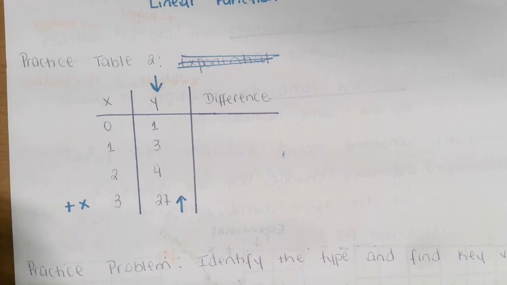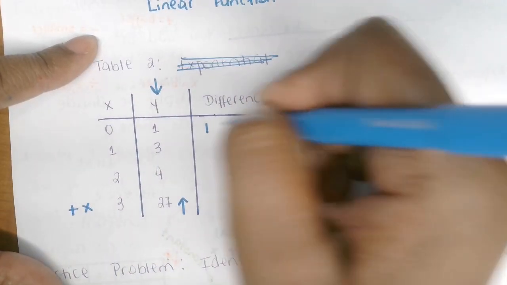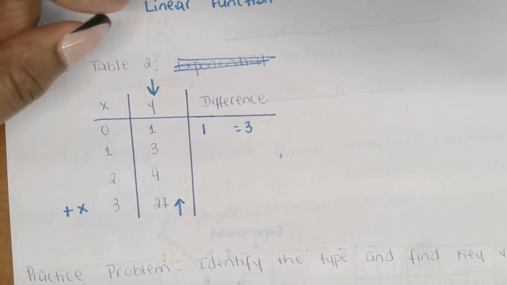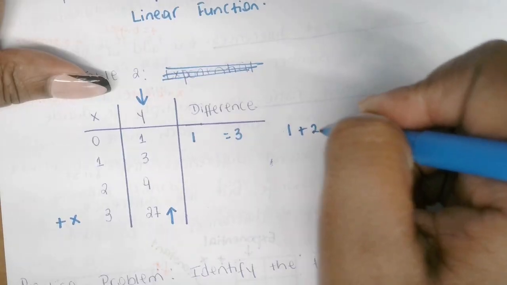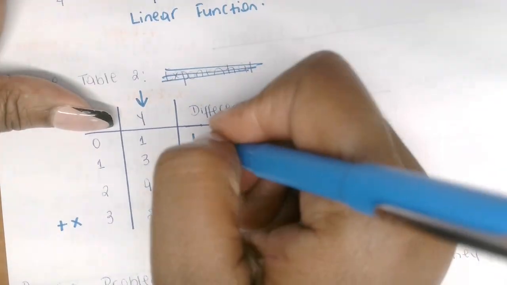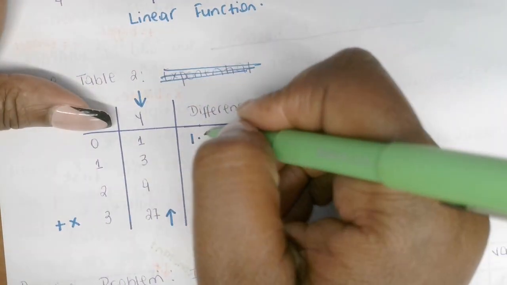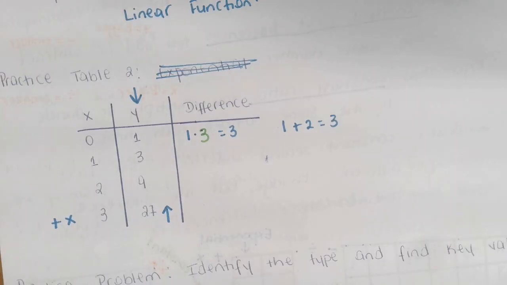If we have to add or multiply, we're going to say 1 plus what will give me 3? We can say 1 plus 2. Okay, 1 plus 2 gives me 3. Let's think of multiplying. 1 times what will give me 3? Okay, so the first one works.